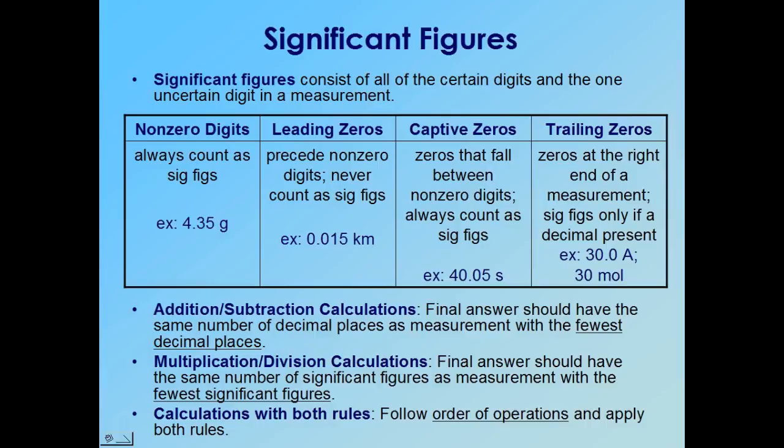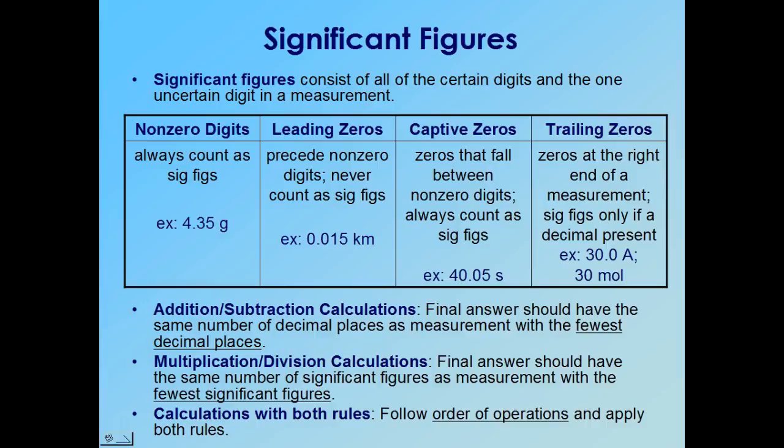Captive zeros are like the middle chapters in your book. Most often you can't skip those middle chapters and really understand what's happening. So the zeros that fall between non-zero digits, such as the 2 zeros between the 4 and the 5 in 40.05 seconds, would always count as significant figures. So that particular measurement would have 4 sig figs. If you take those zeros out, there's no way to write that number without changing it.